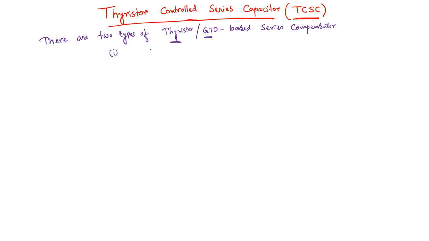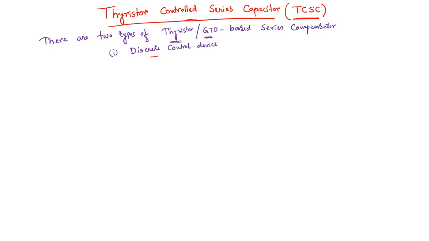Number one is the discrete type of compensator, discrete control device, and the example is TSSC, which is thyristor switched series capacitor, or GSSC, GTO switched series capacitor.